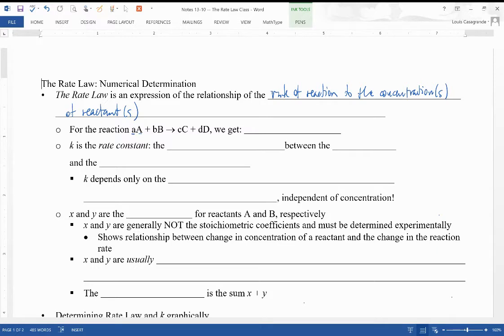And in general, for a reaction like this, we'll get a rate law which looks like this: the rate of the reaction is equal to little k times the concentration of A to some power x times the concentration of B to some power y. And the little k is called the rate constant, and it's considered to be the proportionality constant between the reaction rate and the concentrations of the reactants.